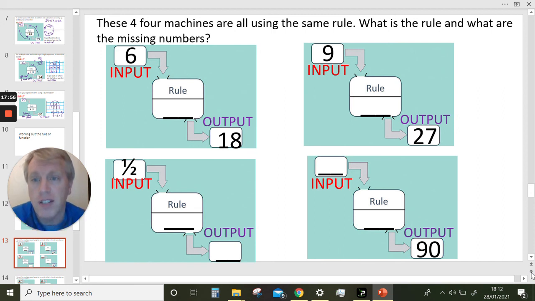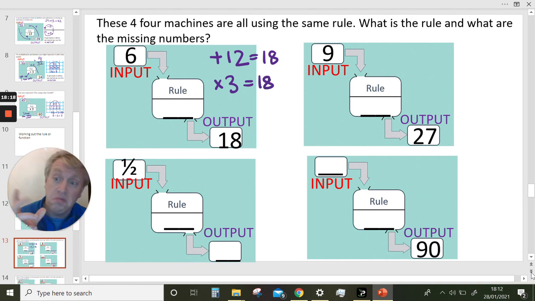I hope you paused the video to have a go. Well, so my number is 6 on the input and 18. What's the relationship between 6 and 18? Well, 6 plus 12 equals 18. But 6 times 3 is equal to 18. So, could be either of those.